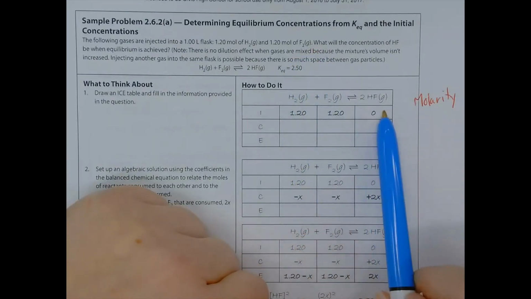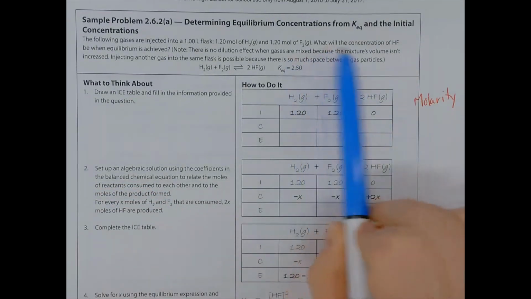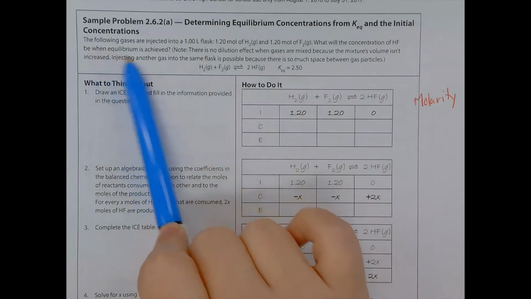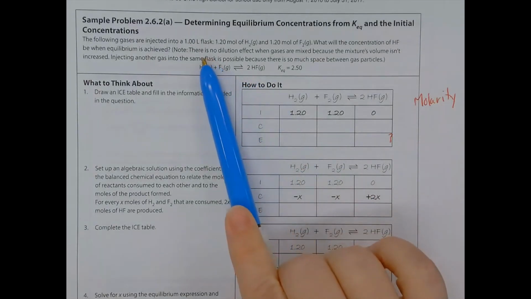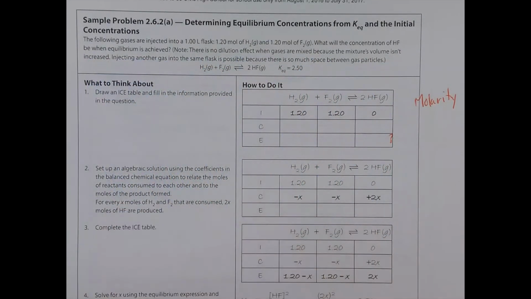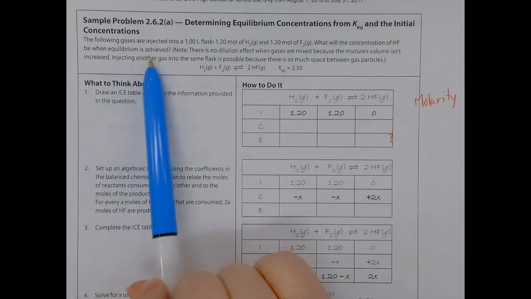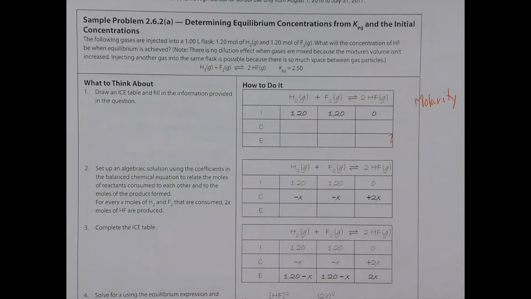It doesn't give us a concentration for HF, so we can assume it's 0, just like we did before. It says, what will the concentration of HF be when equilibrium is achieved? So we want to know this box here. That is our ultimate goal in this question. There is no dilution effect when gases are mixed because the mixture's volume isn't increased. Injecting another gas into the same flask is possible because there's so much space between gas particles. So when we mix these gases, we don't have to be worried about anything adding together in terms of their pressure, volume, or moles.